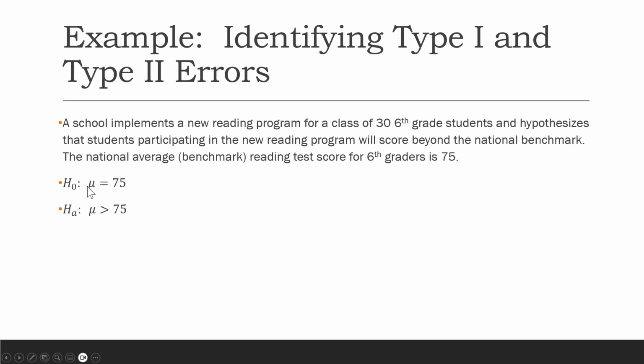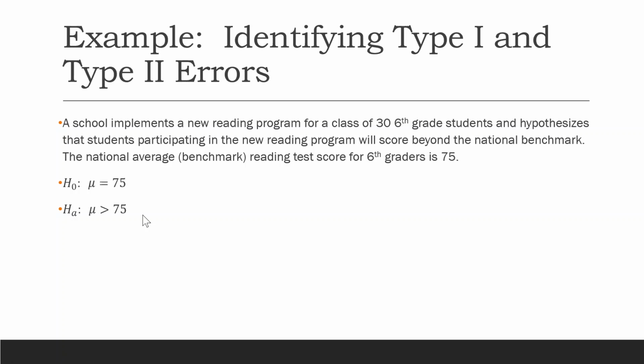So we already saw in our last video that our null hypothesis was mu equals 75. Our alternative hypothesis is mu is greater than 75, that national average. So I want to identify a type 1 and type 2 error. Well, remember, your type 1 error is a rejection error. You're incorrectly rejecting the null. And your type 2 error is a failure to reject the null error. So type 1, rejection. Type 2, failing to reject.